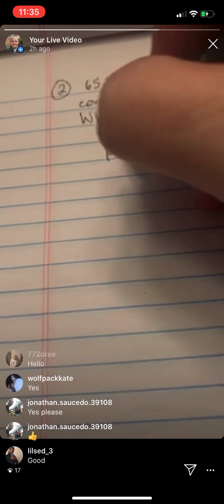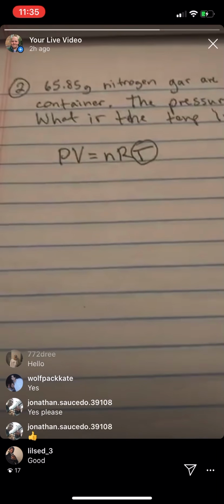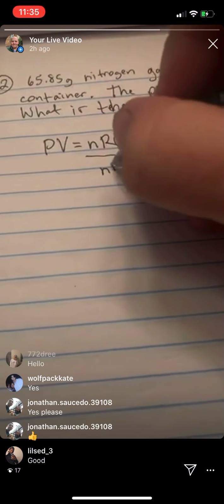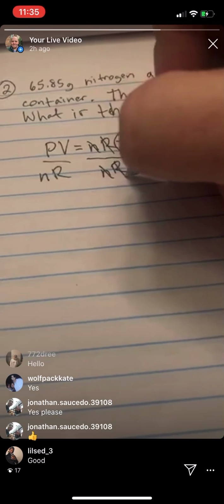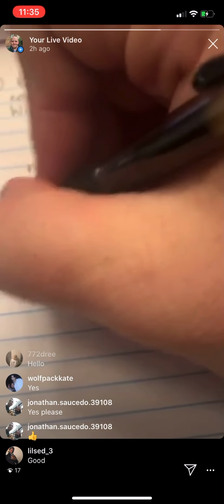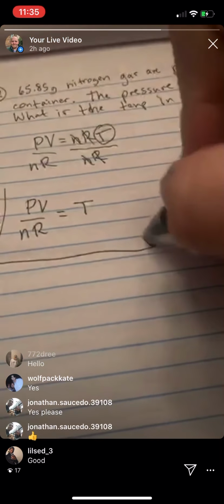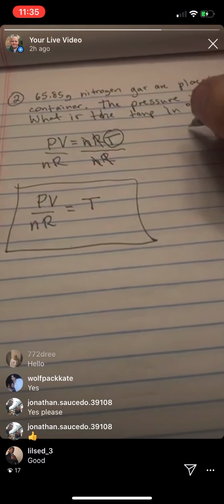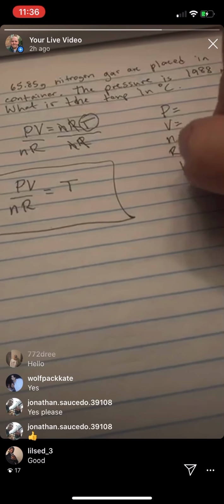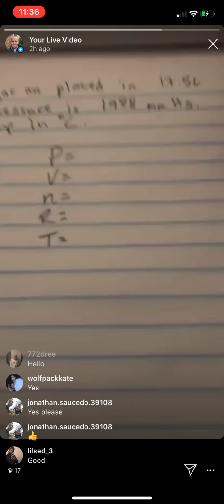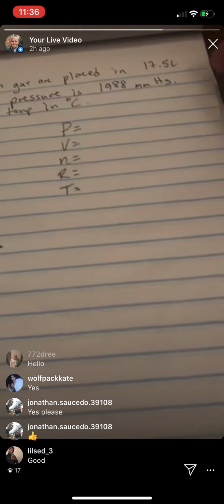So we have PV equals nRT. We're solving for this one, which means we're going to divide both sides by N and R. Those cancel, which leaves you with PV over NR equals T. All right. So we have P, V, N, R, and T. Can somebody tell me what the R value is for millimeters of mercury? What's the R value?